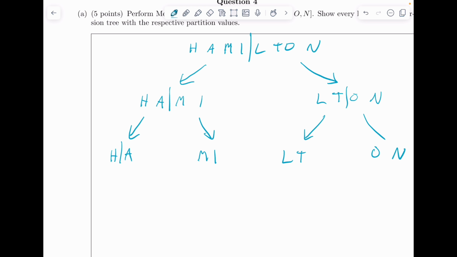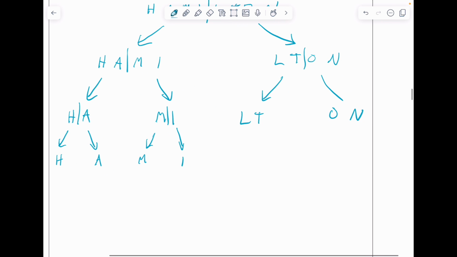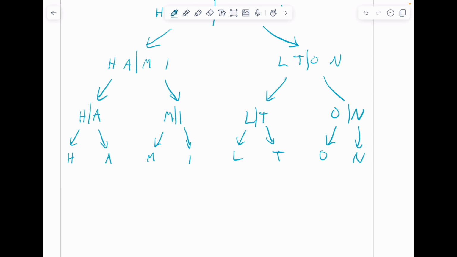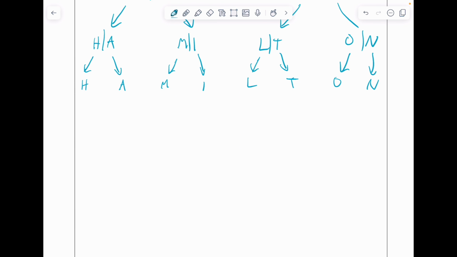Now I have to do this again. So this H and A are split, so now we have H and A, then we have M and I, then we have L and T, and finally O and N. So that's the first half of merge sort, just splitting it in half constantly until you just have individual characters remaining. And now the second half of merge sort is merging.